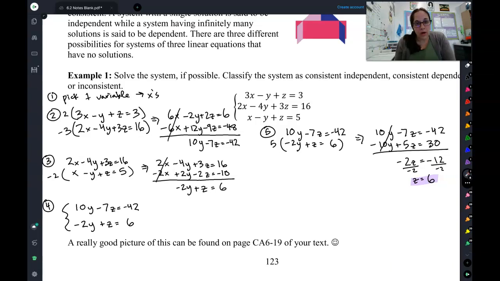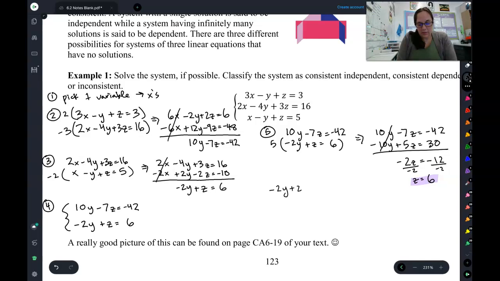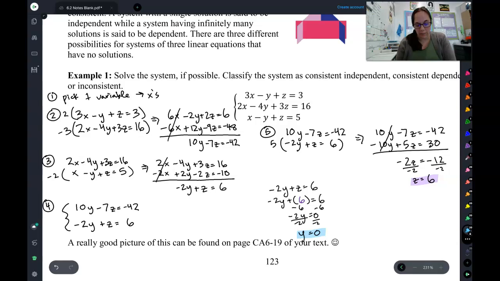Now remember, we do also need to find y and x, so I need to plug z back in to one of my 2 by 2 equations to solve for y. So I'm going to pick the second one. Plug in z is 6. So minus 6 to both sides, negative 2y equals 0. And I get that y is 0. So now I have my z and my y point.